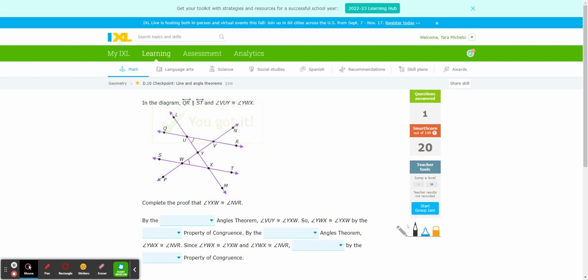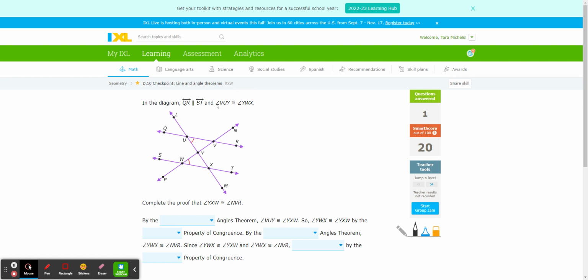All right, yay! This looks like a fun one. Let's try this one. In the diagram, QR is parallel to ST.